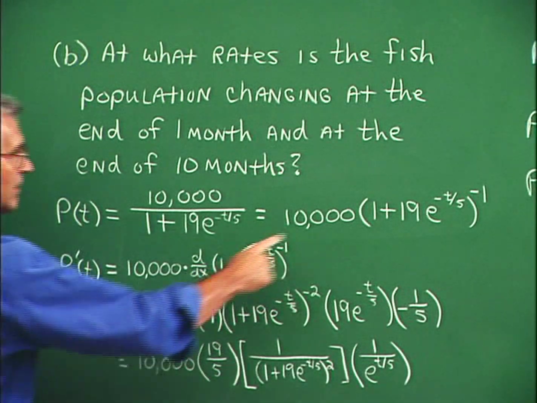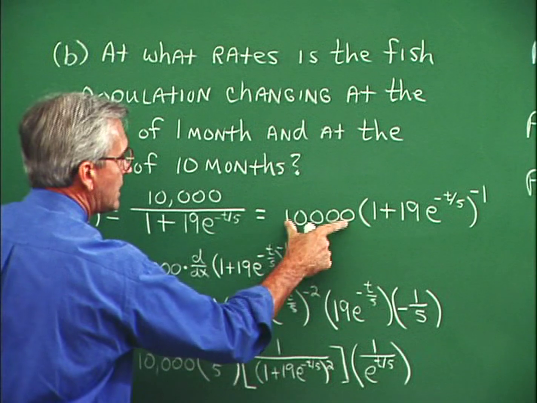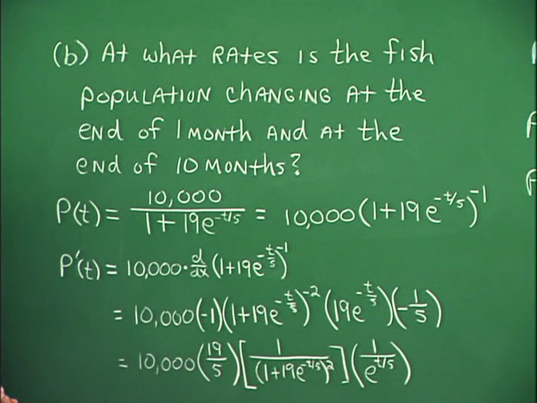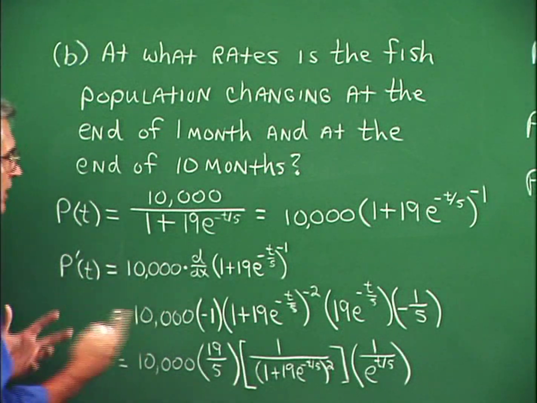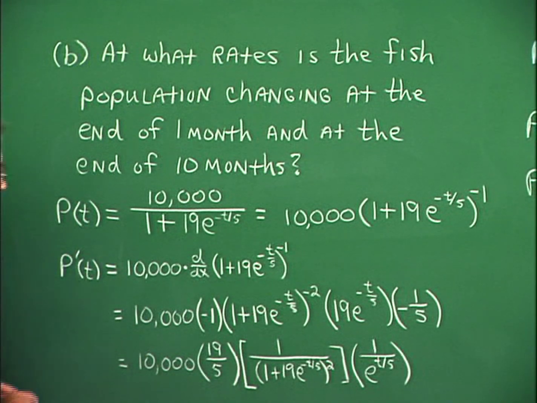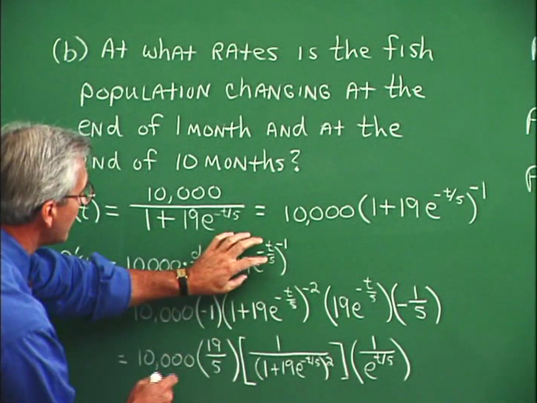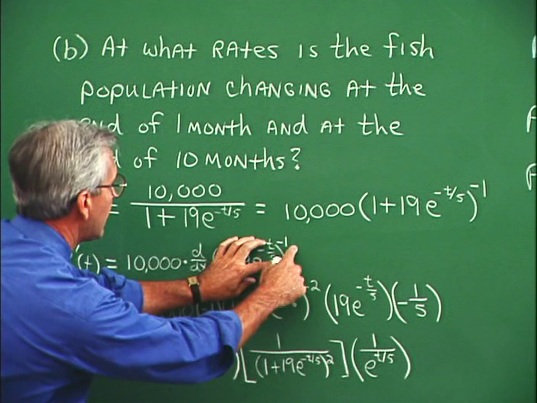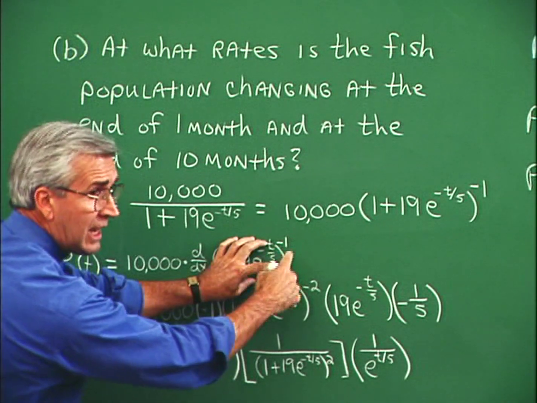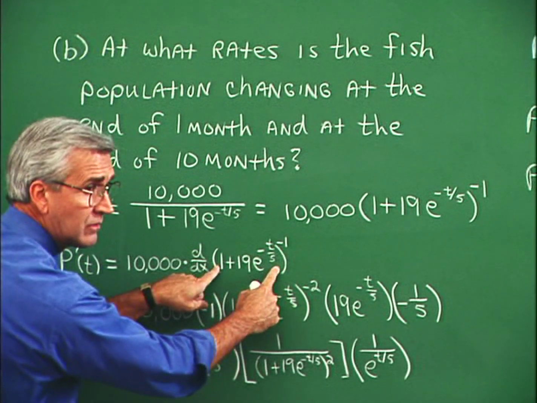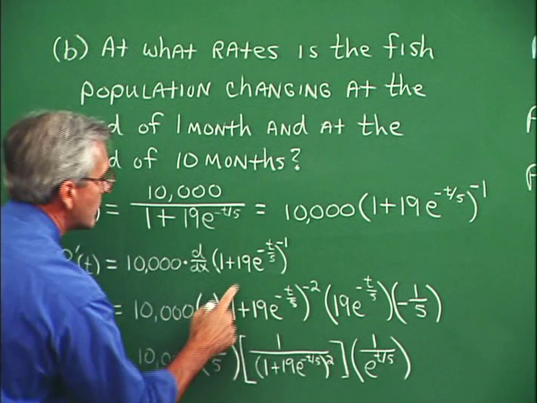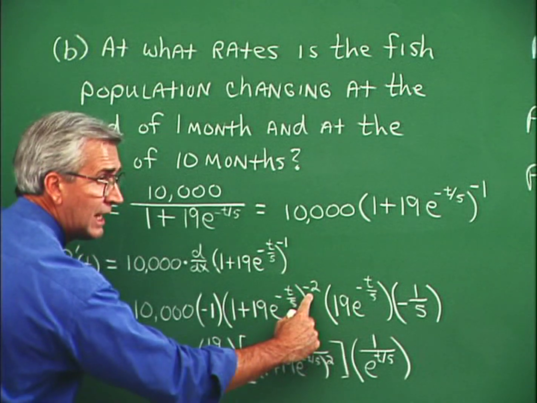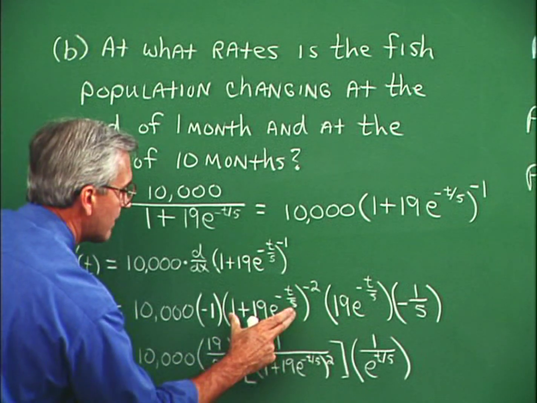Now, the derivative of this means that we want 10,000 times the derivative of that. And we have to use the chain rule twice here. Let's see, we think of this as a single entity. So it's the derivative of that single entity to the negative 1 times the derivative of the single entity. So it's negative 1 times single entity to the negative 2, and then times the derivative of this.